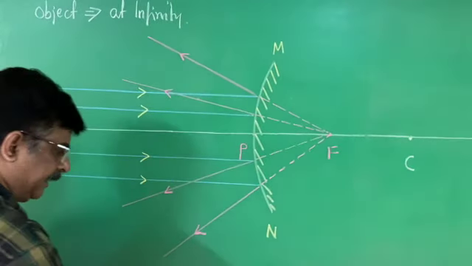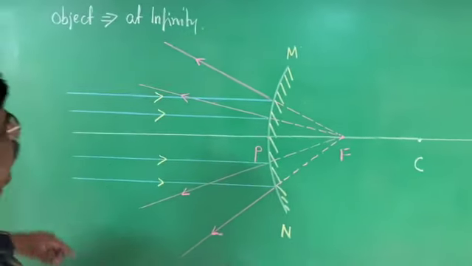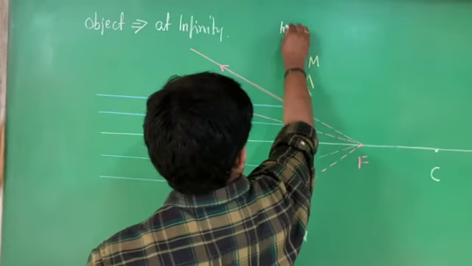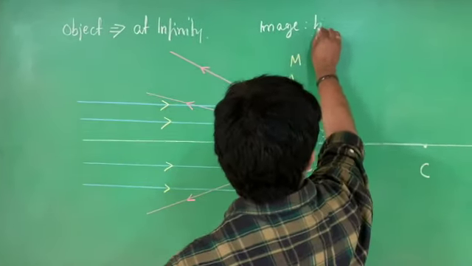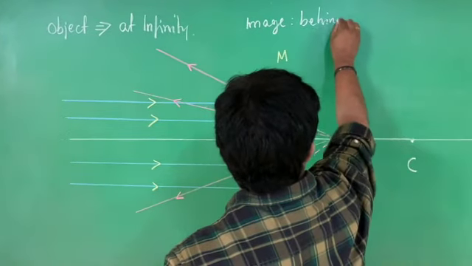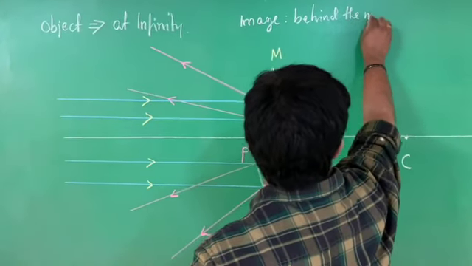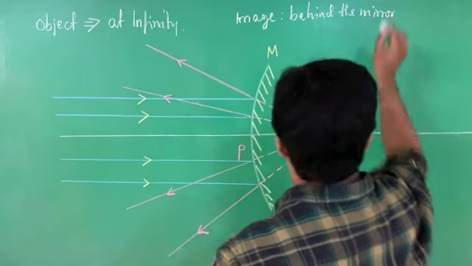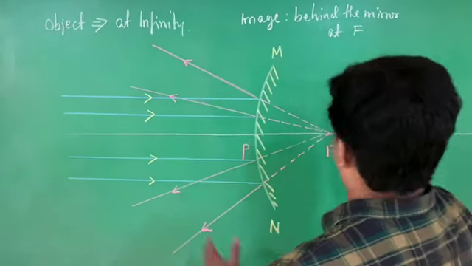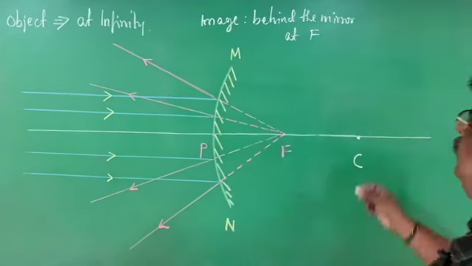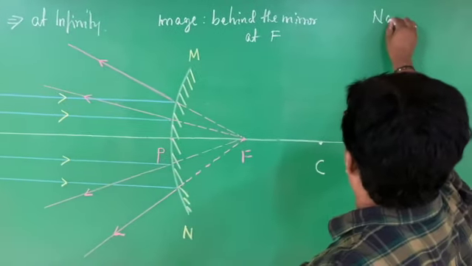Therefore, when the object is placed at infinity, image is formed behind the mirror, at F, because F is behind the mirror, right? Then what is the nature of the image?